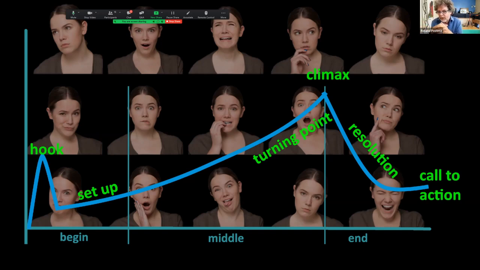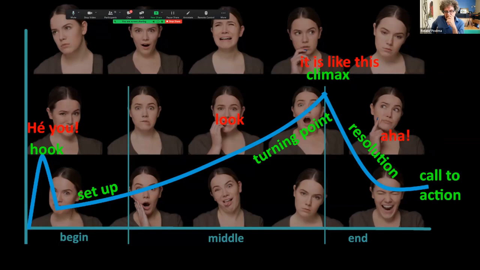You build up to a climax, and by the end, you give people time to digest it a little bit. And sometimes by the end, you can put a call to action. In your case, you're going to ask them to watch your presentation at the conference. You could also say that with words, and that's sometimes easier to remember when you're making your video.